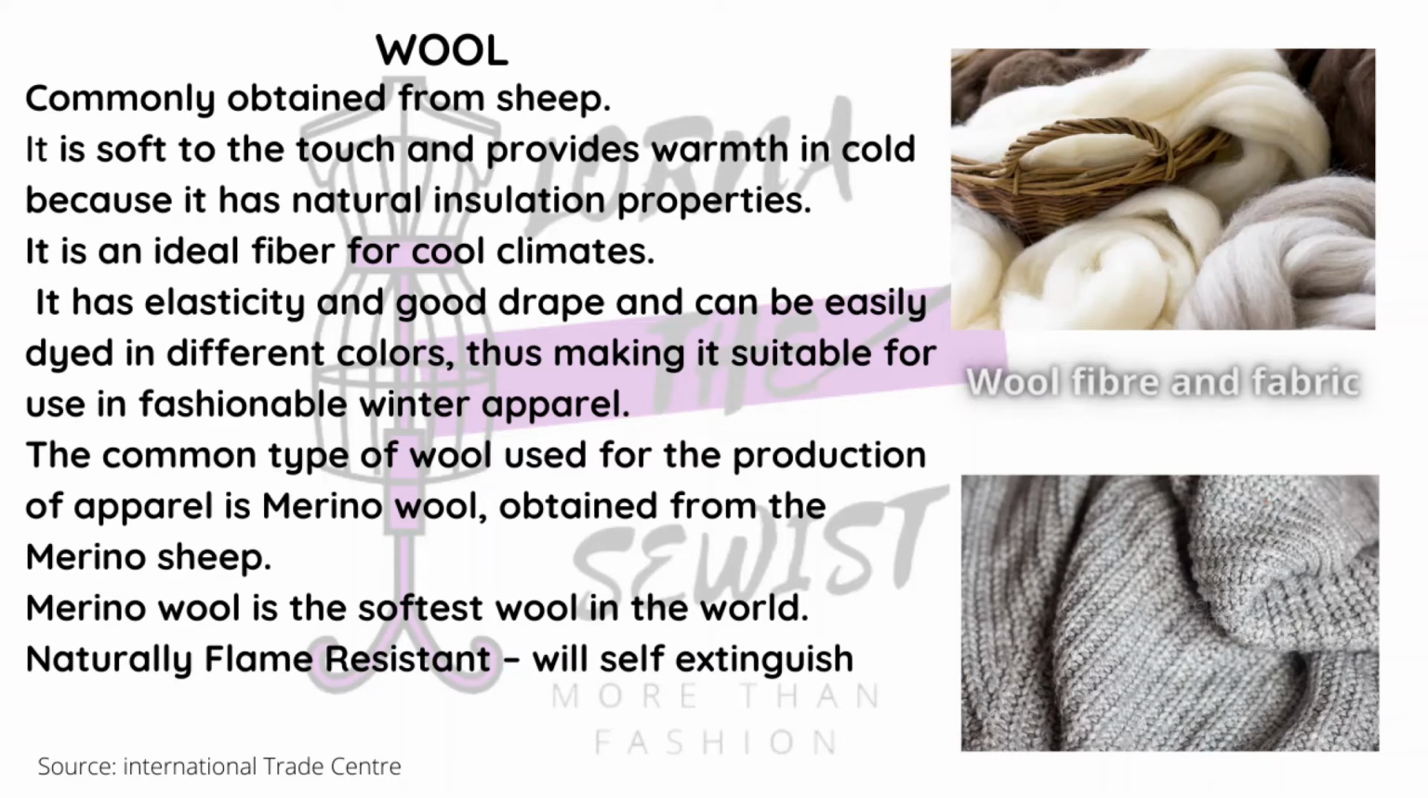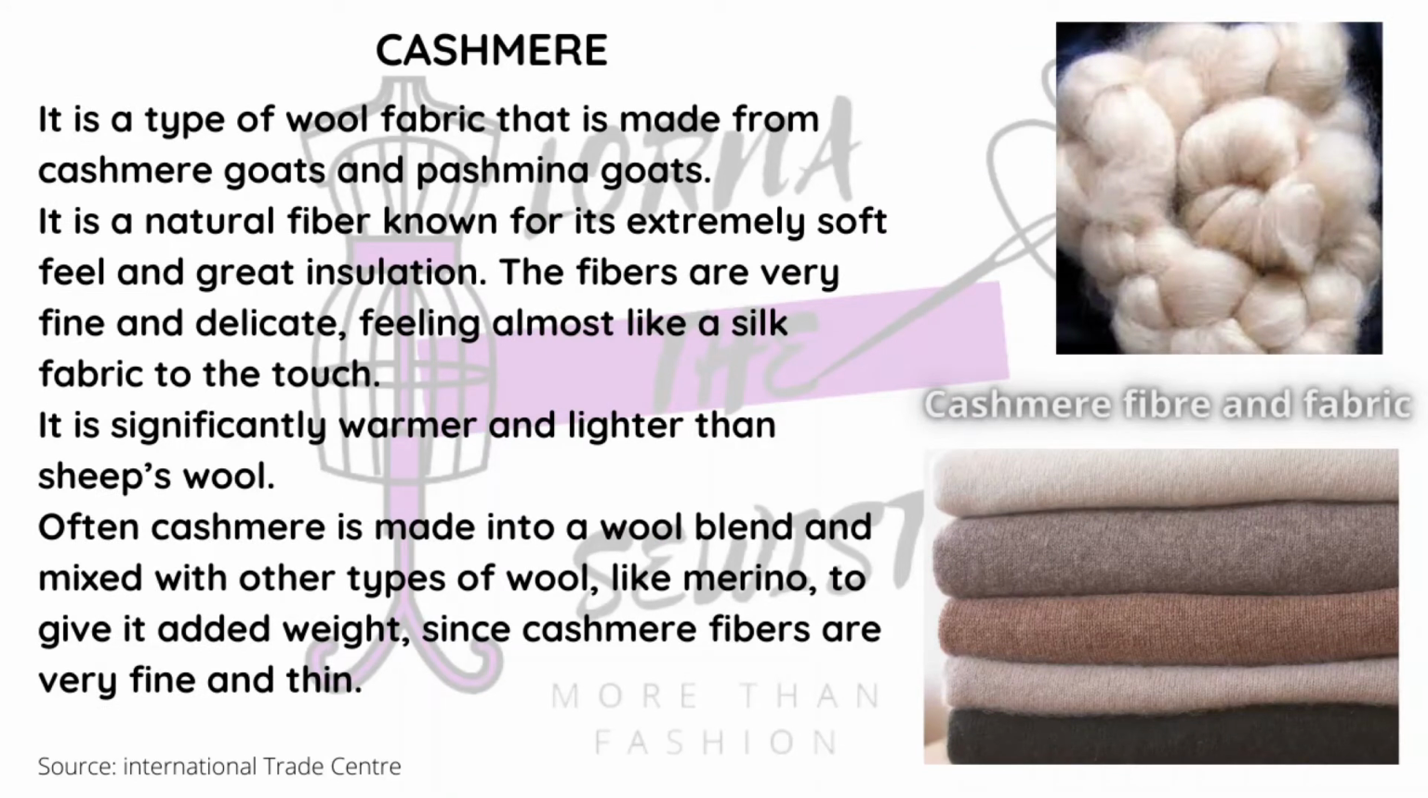So the next one we're going to look at is cashmere. Cashmere is a type of wool that is made from cashmere goats and pashmina goats, and it's a natural fiber that is extremely soft. So basically it's from goat hairs. It's significantly lighter and warmer than sheep's wool, and sometimes there are blends of this wool so that it can get more weight, because if you leave it on its own it's very light, since the cashmere fibers are very fine and thin.